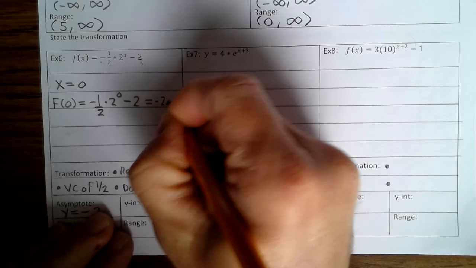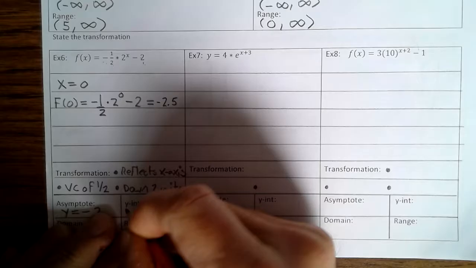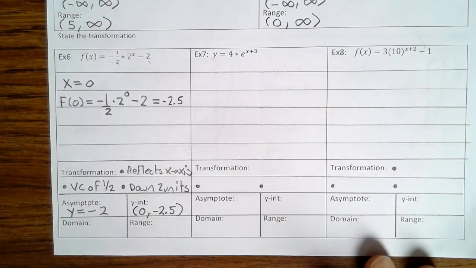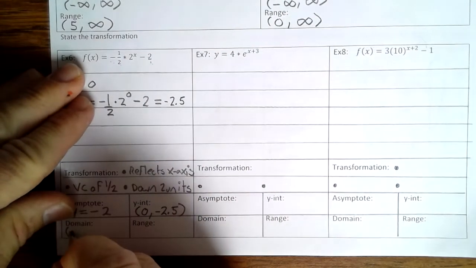All right, domain we know is negative infinity to positive infinity. Now the range, because it reflected, we know we're actually coming from negative infinity, and we're going to the asymptote -2.